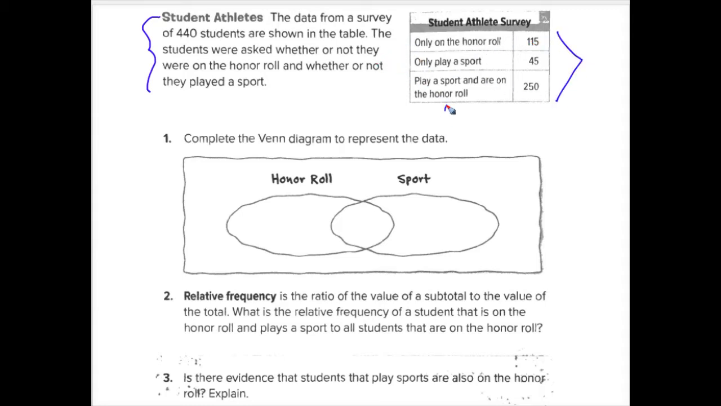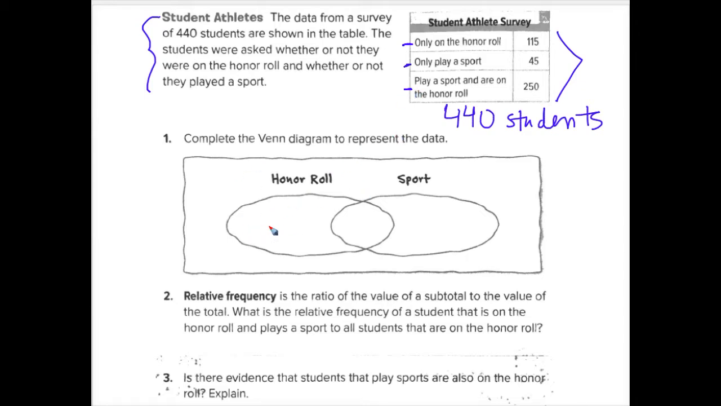There were 440 students that were polled, and they were asked if they are only on the honor roll, if they only play a sport, or if they're both. So you couldn't be more than one of these. You're either just on the honor roll and that's it, you just play a sport and that's it, or you do both. You play a sport and you're on the honor roll. So complete the Venn diagram.